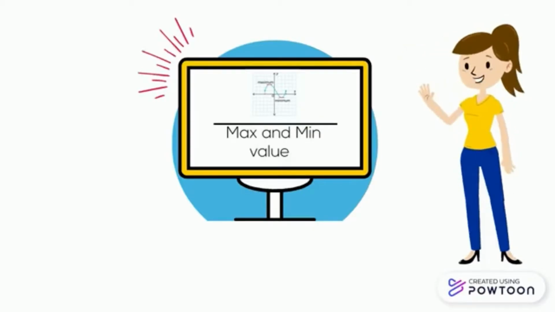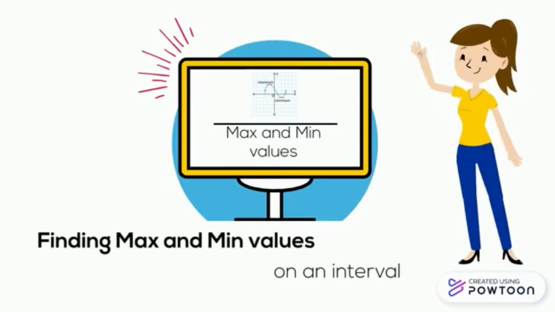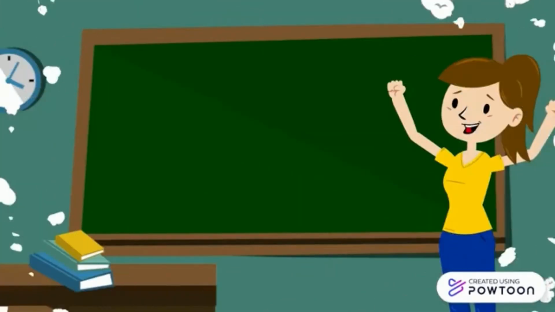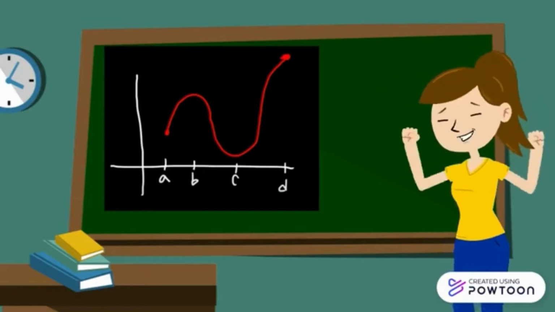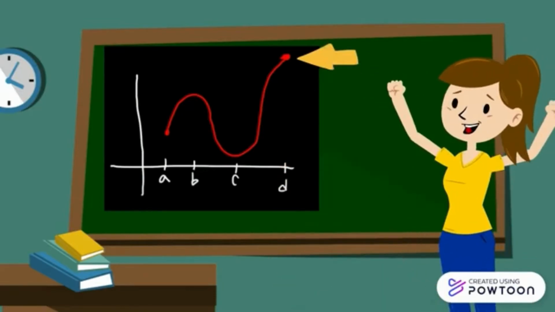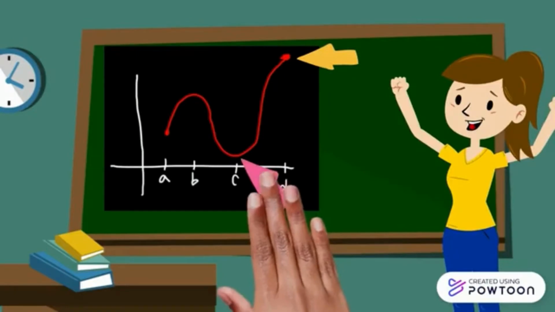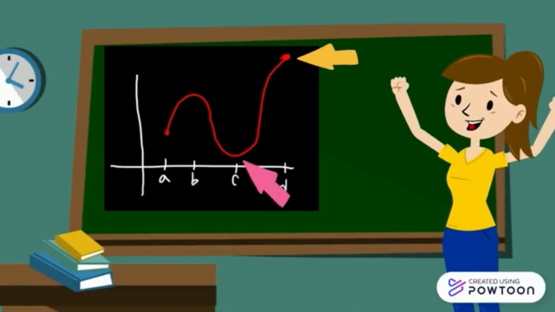Now, we'll be looking at the second application, which is finding maximum and minimum values on an interval. So let's take a look at this graph with points A, B, C, D and identify the absolute and relative extreme values of this graph. The absolute maximum is the highest point of the graph. The absolute minimum is the lowest point of the graph.